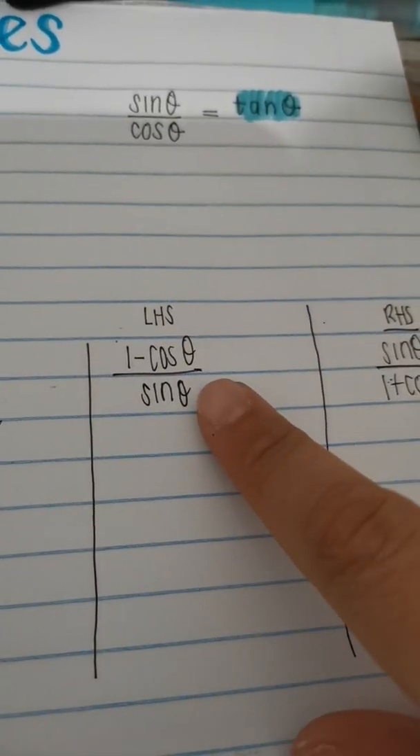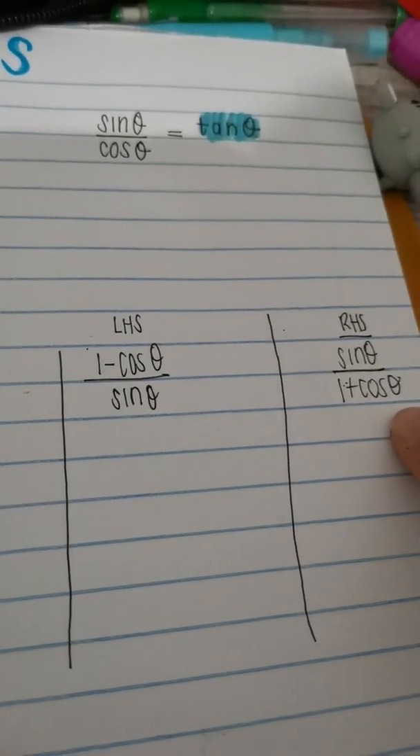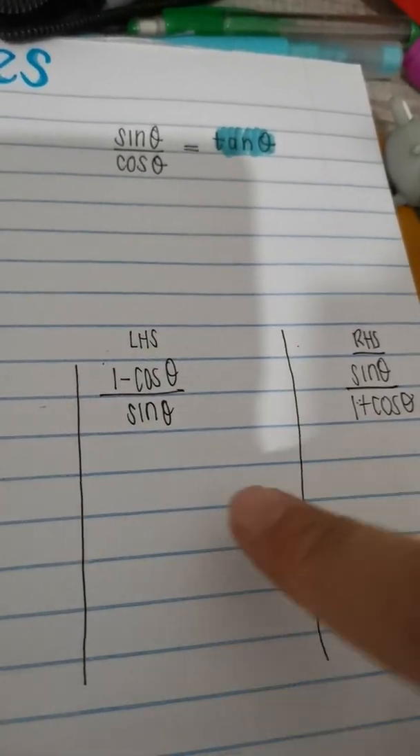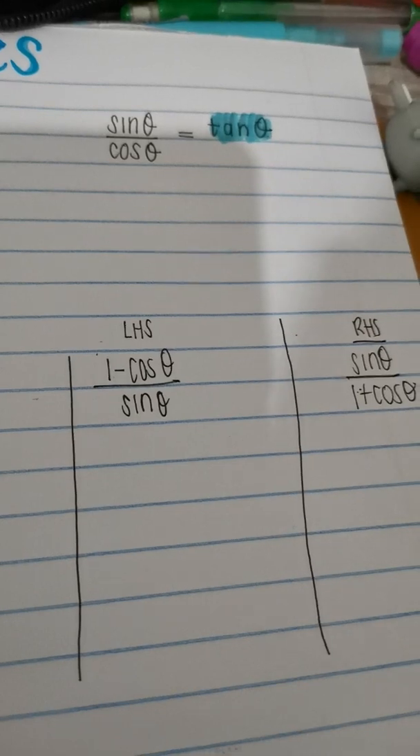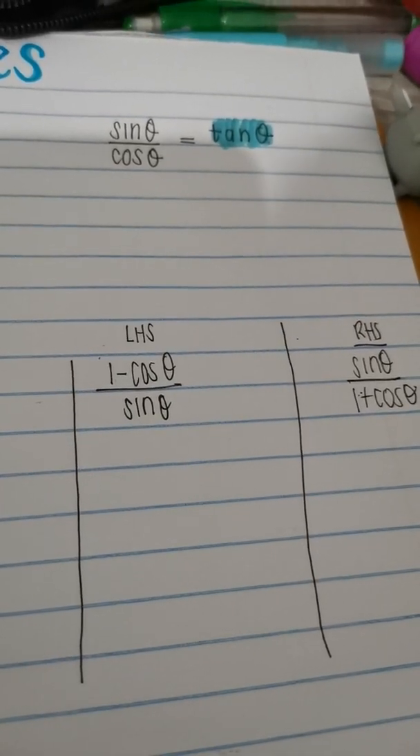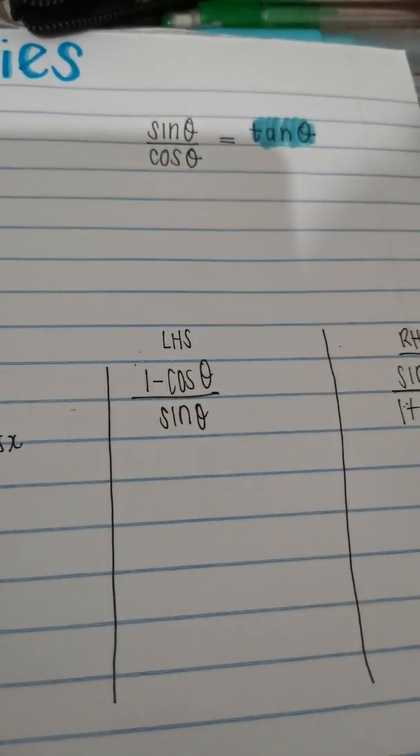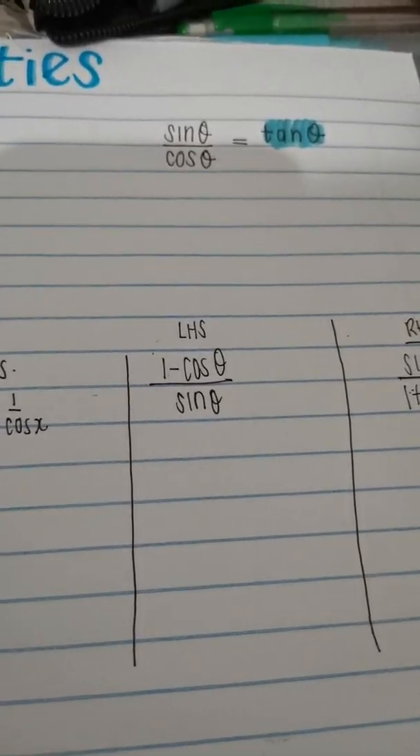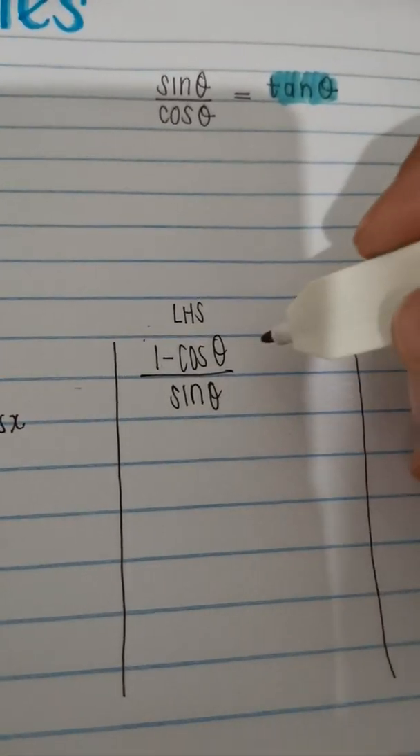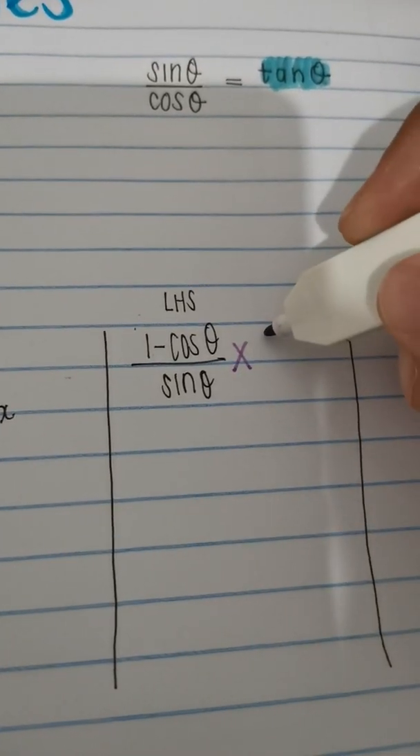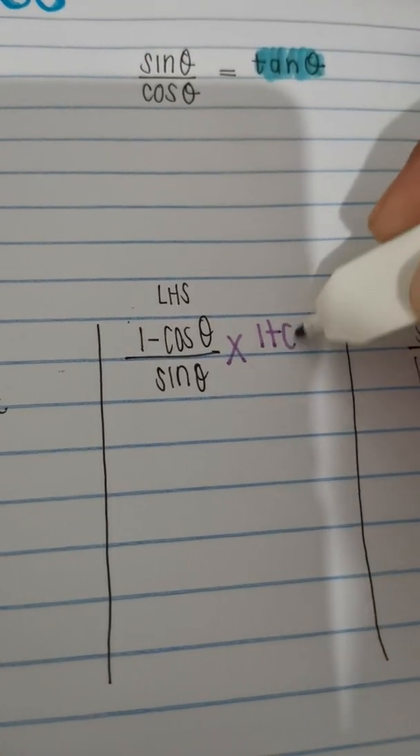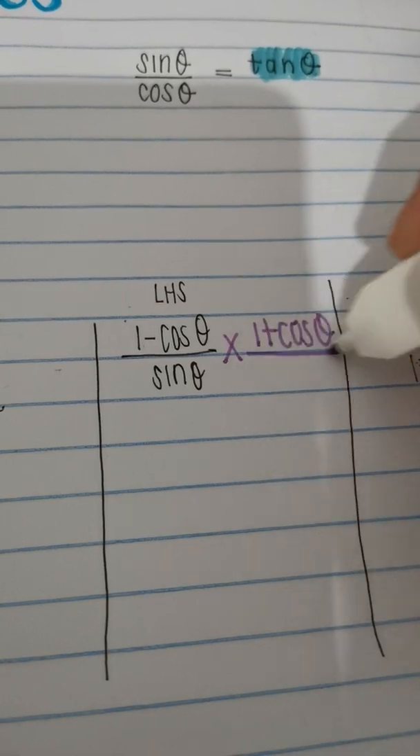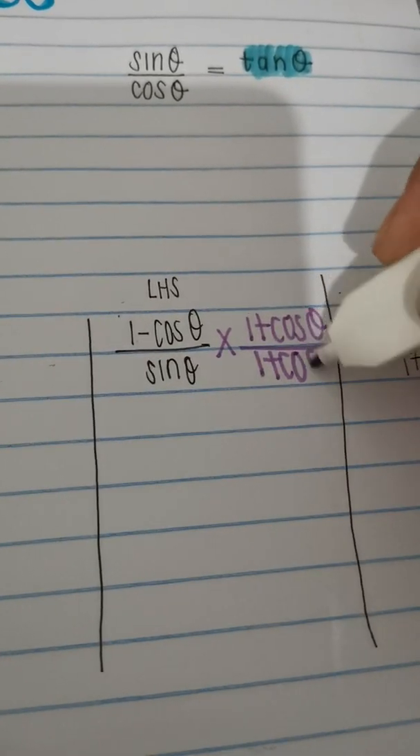Okay, in this particular case, can you see I have a 1 minus cos there and I have a 1 plus cos here? And then I have a sine theta and I have a sine theta. So we know that we need to do something slightly different, and it doesn't require any of these identities yet. So we're going to do some sort of manipulation, and I'm going to do that by multiplying by 1 plus cos theta over 1 plus cos theta.